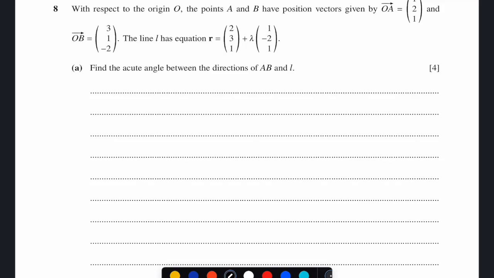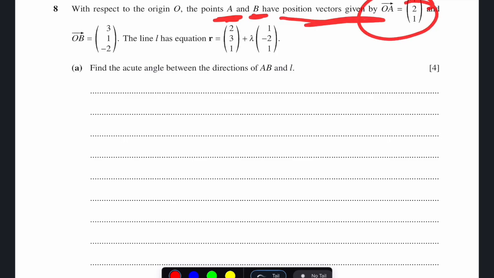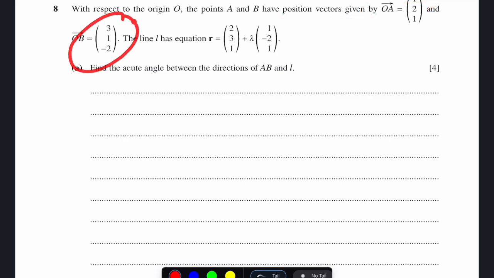Right, now for number 8, we've got the following question. It says, with respect to origin O, the points A and B have position vectors given by OA equals (1, 2, 1), OB equals (3, 1, -2), and the line L has the equation r = (2, 3, 1) + λ(1, -2, 1). And it wants the acute angle between the directions. I think that's an important point. The directions of AB and L.